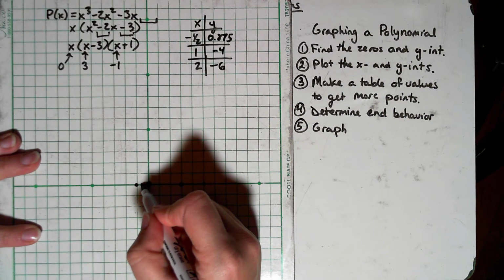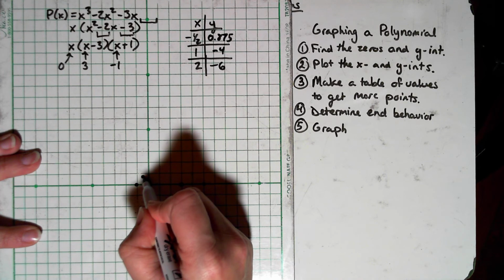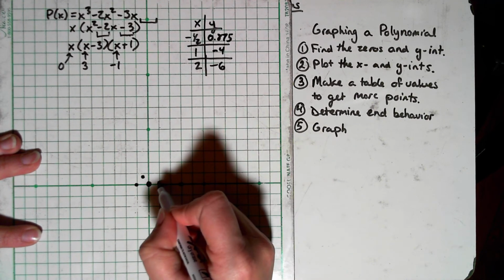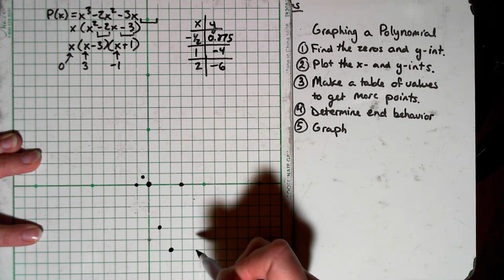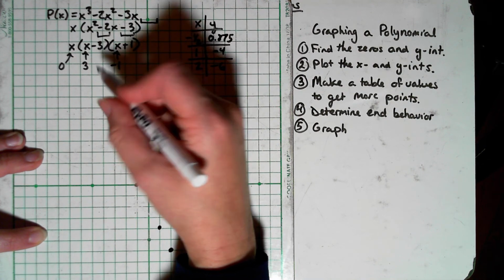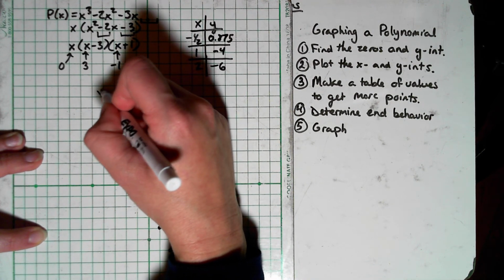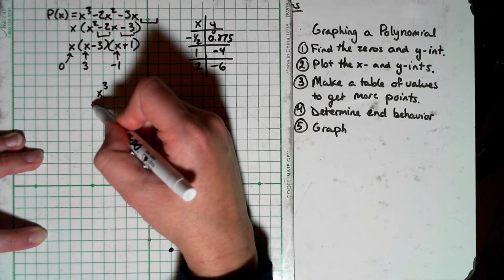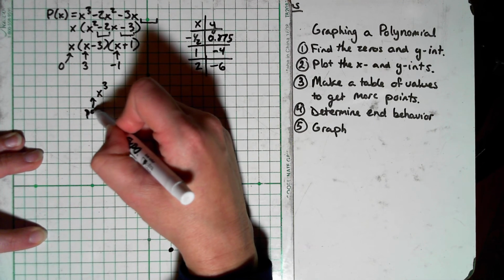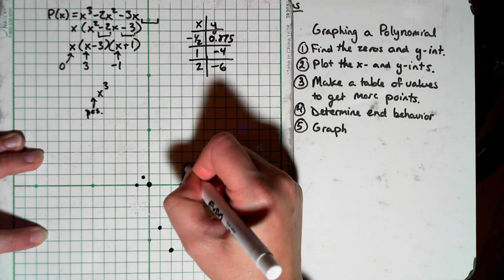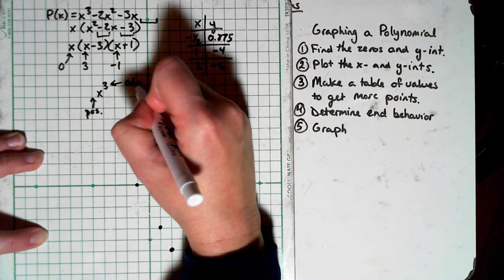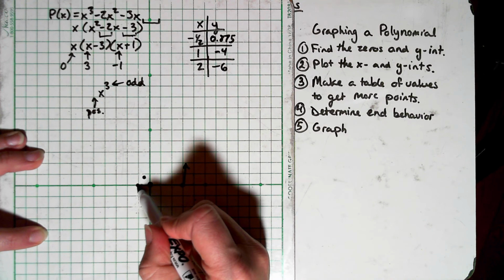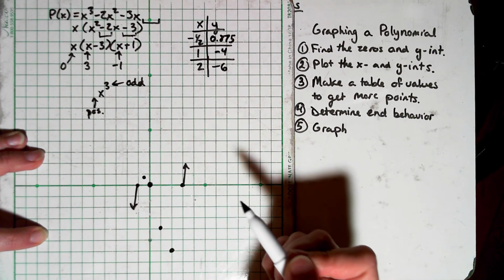Okay, so those are my points now. So negative 1/2, I got 0.875, so that's a little less than 1. For 1, I got negative 4, which is here, and for 2, I got negative 6, which is there. Now the final thing we need to do is end behavior. Notice we had an x cubed as our leading term. Its coefficient is positive, meaning that the right side of this is going to point upward toward the positive numbers. It has an odd degree, meaning that the left side is going to point in the opposite direction.